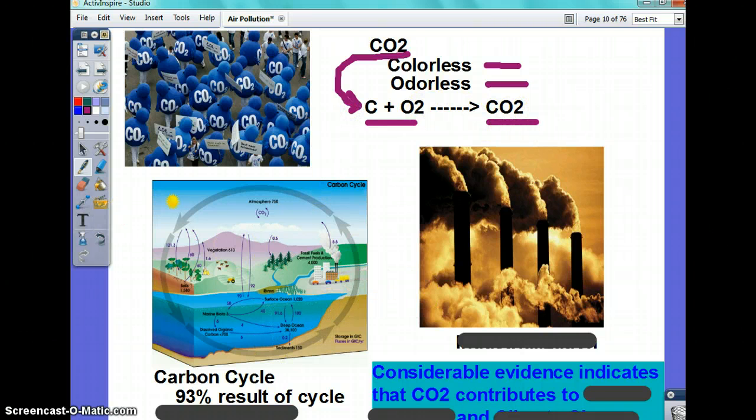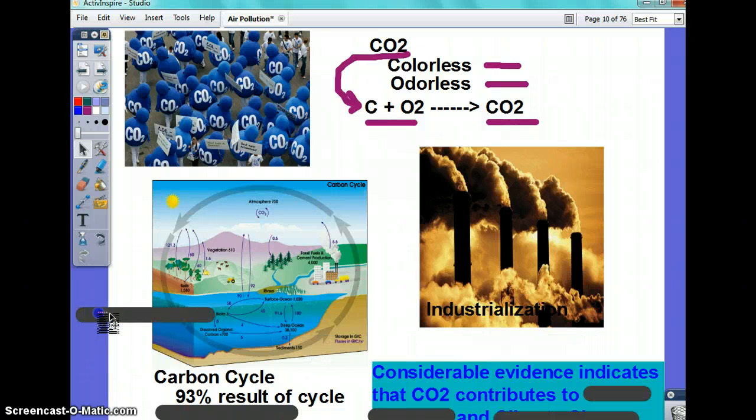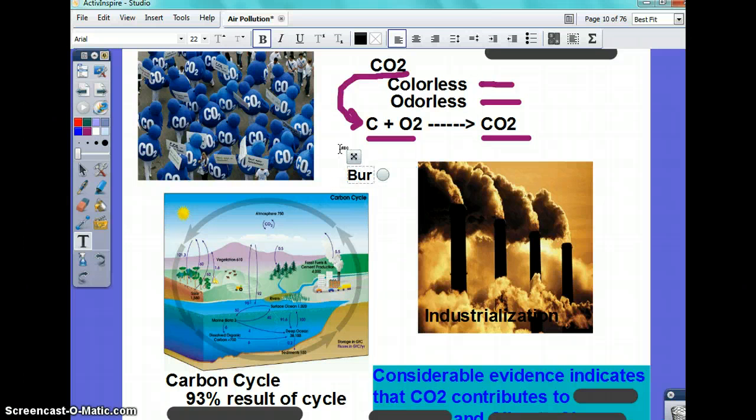But we know that when you have any burning of organic matter, please add that, burning of organic matter, you're going to release carbon dioxide. So why is it such a big topic in environmental science?